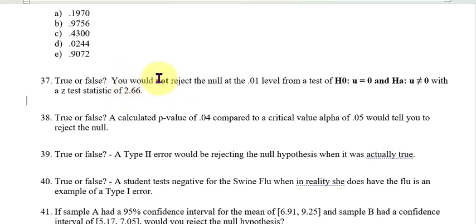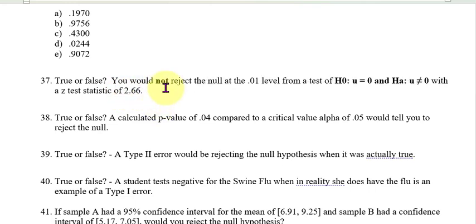You would not reject the null. We got to decide if that's true or false. At the 0.01 level, trying to show that the null does not equal 0, right? So, in other words, this makes it a two-tailed test because it's not equal to, with a test statistic of 2.66. Now, this is a lot harder to calculate. Just going to give you the short answer.